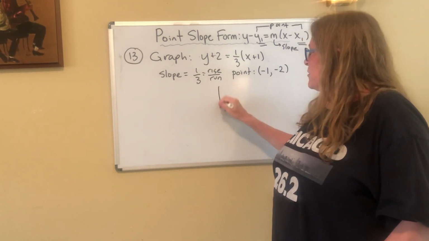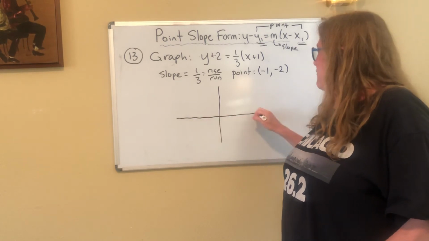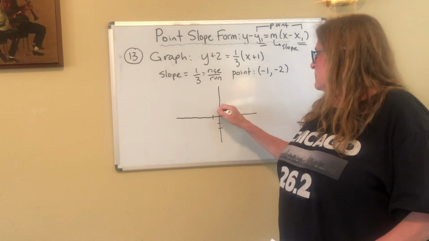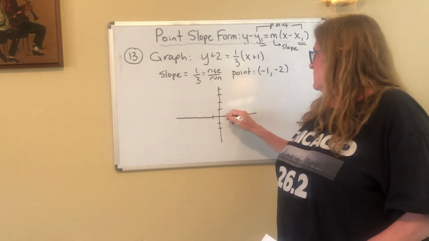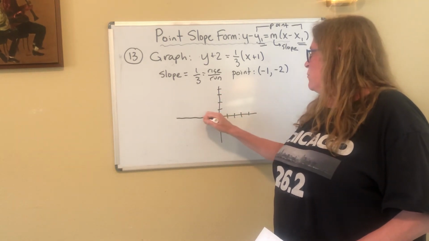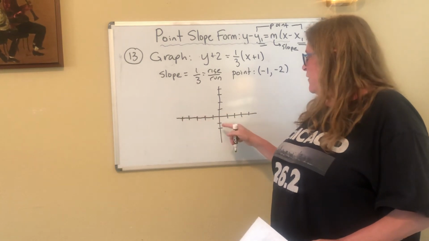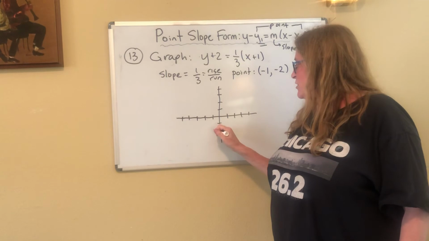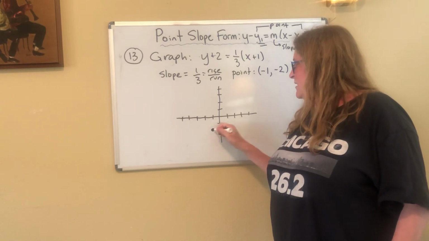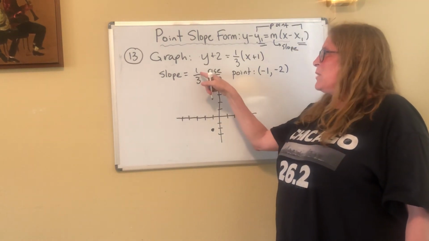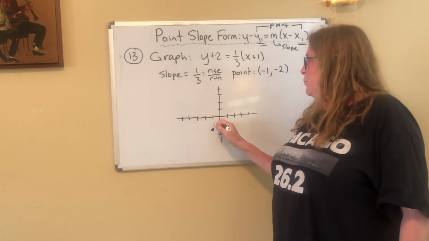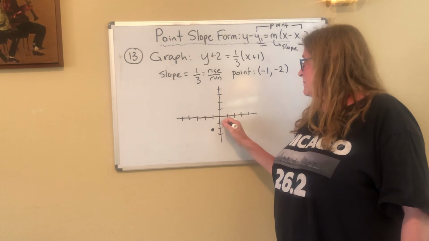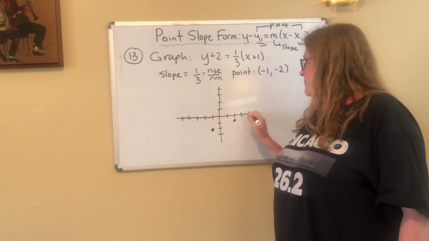So let's sketch the graph. What we're going to do is we're going to graph the point first. And then all we need is one more point. So if I graph -1 over to the left 1, down 2, all I need is one more point. I can find that by doing rise, which is up 1, and then over to the right, which is +3, and there is my line.